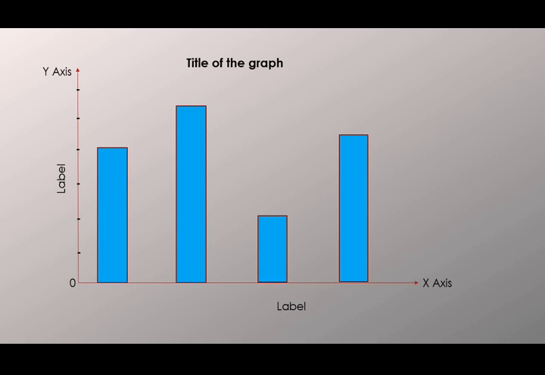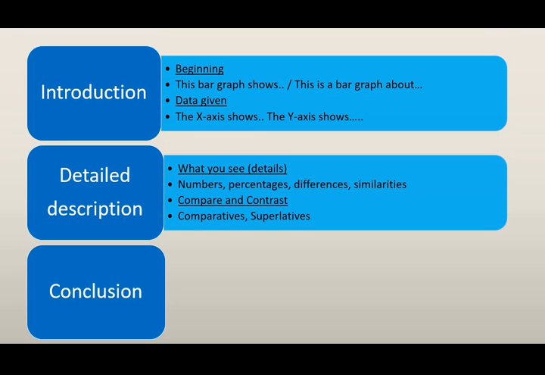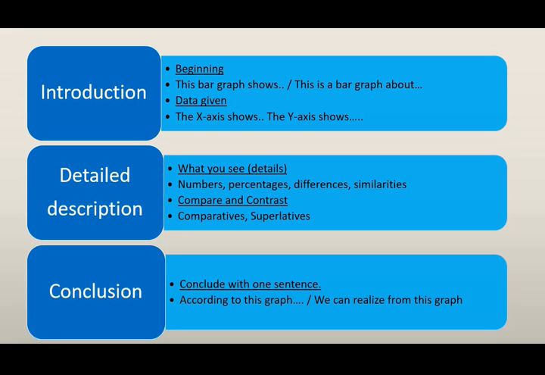This is simply a bar graph, but there are some instances where you can find two categories. There you have to use a key, otherwise you don't know what they are. Now we are going to describe the graph. In describing graphs, there are mainly three parts: the introduction, the detailed description, and the conclusion. Now we'll have a look one by one. In the introduction, you have to write mainly two parts: the beginning and the data given.